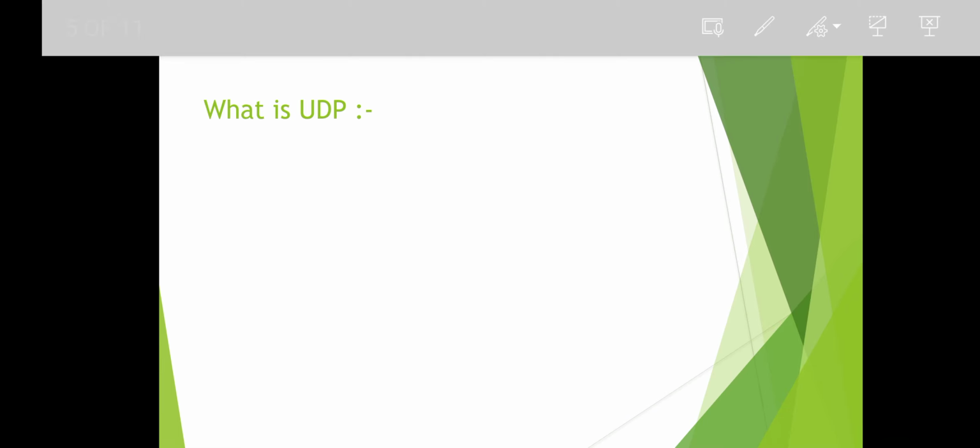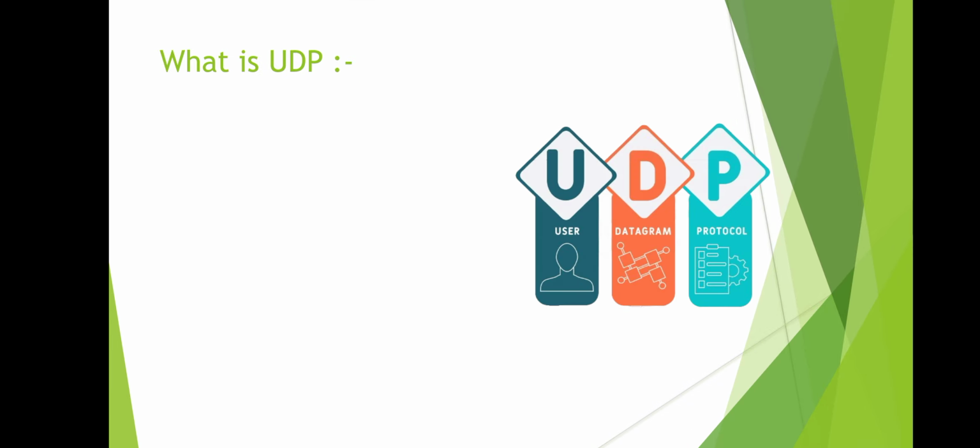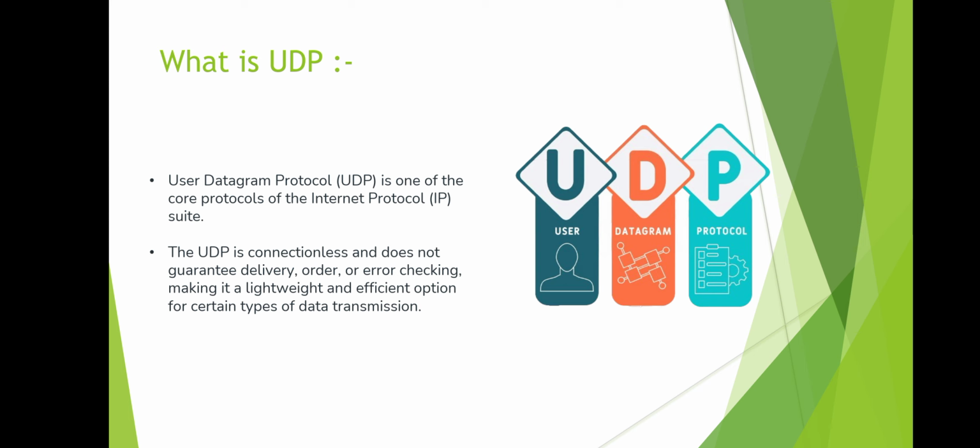Next, see what is meant by UDP. UDP stands for User Datagram Protocol. It is a connectionless protocol, and it does not guarantee that data will be delivered in order or error checked, and it is a lightweight and efficient option for data transmission. Means in UDP it does not guarantee that data packets will arrive in order at the destination point.